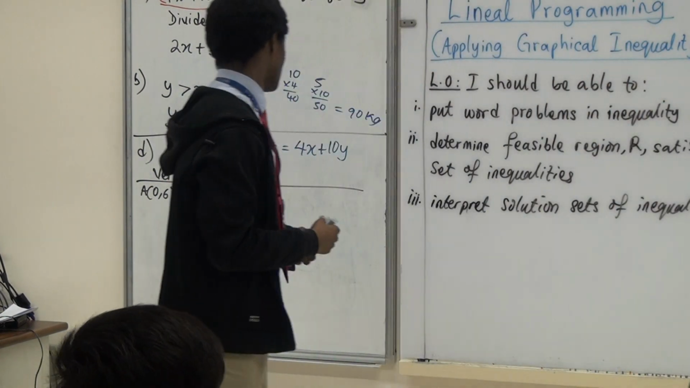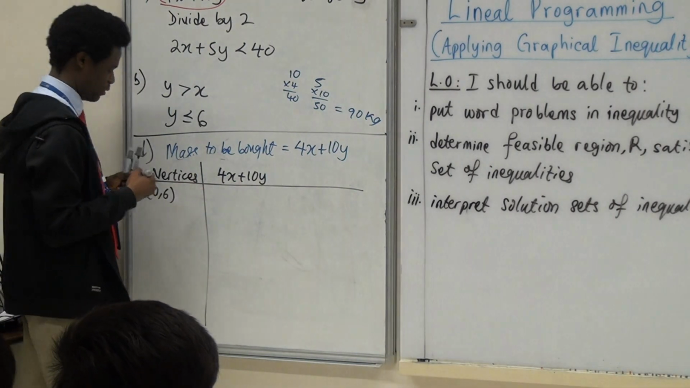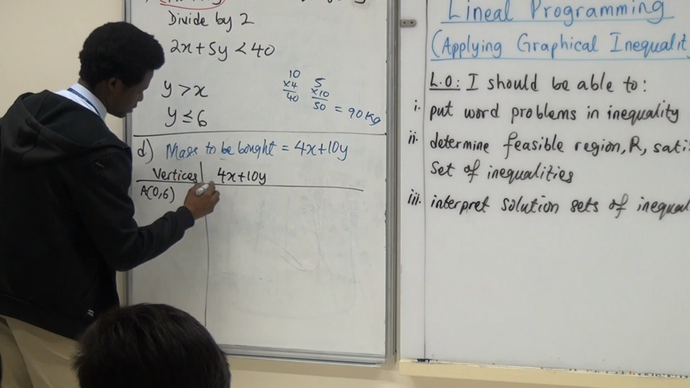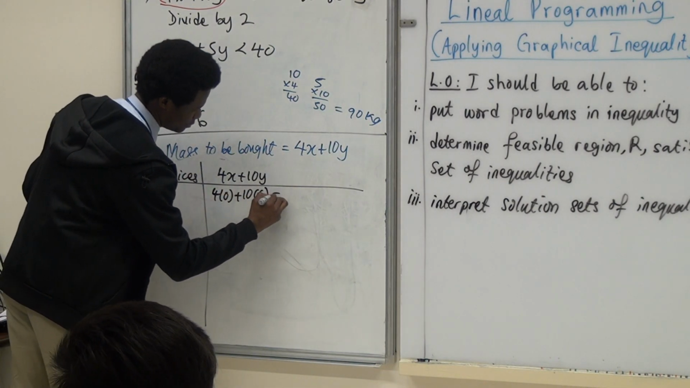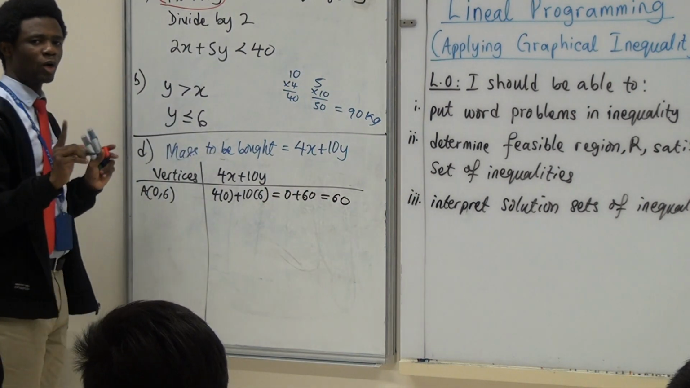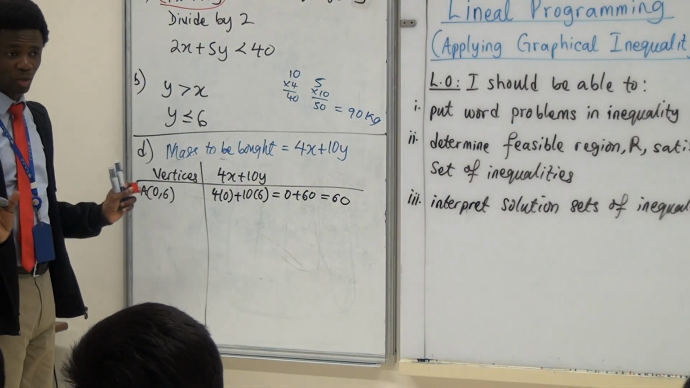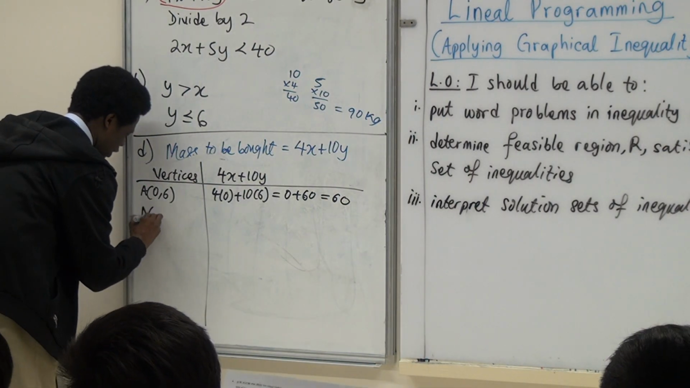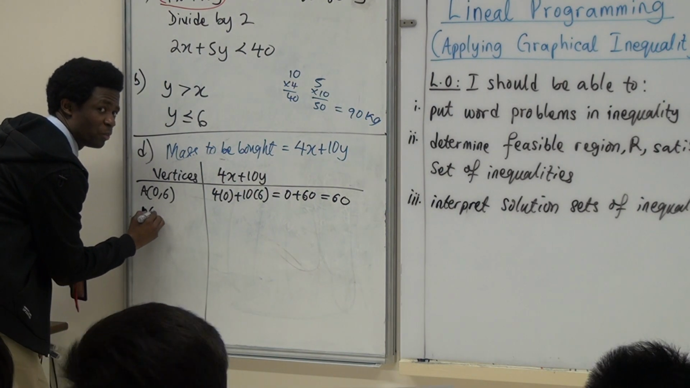Okay, everybody. For the first one, what do we get? Everybody, for the first one, what do we get? 4 times 0 plus 10 times 6, which is 60, right? So an option is that it could be 60 that is the greatest. That's an option. For the coordinate B, what do we have?